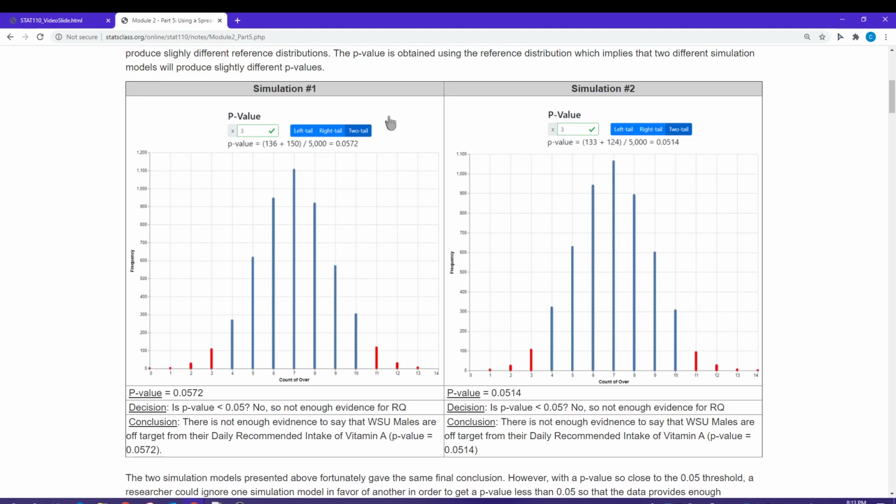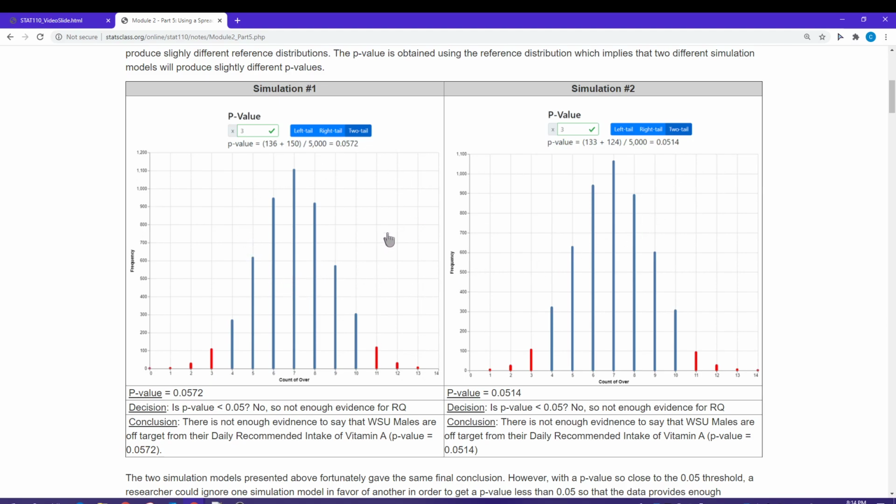Now, one thing that we don't want is somebody to say, well, they didn't really like the answer that they got here, so let me try a different simulation. Or maybe my p-value was 0.0572, but my colleague's p-value was maybe 0.493. So my colleague would get one answer for their research question, and I would get a slightly different answer. I went ahead and ran a second one, and sure enough, the p-value actually got pretty close to that 0.05 threshold.